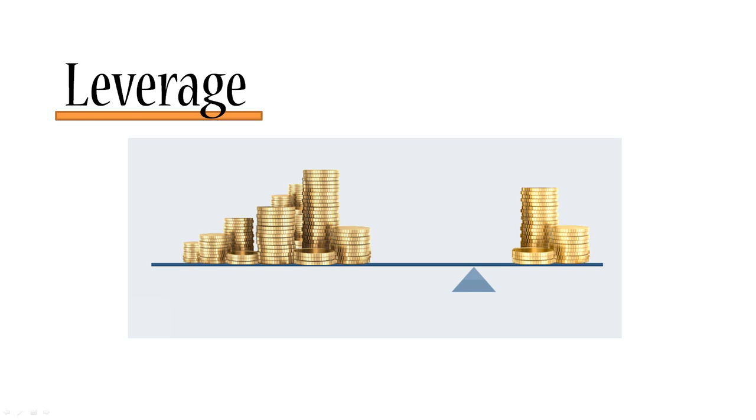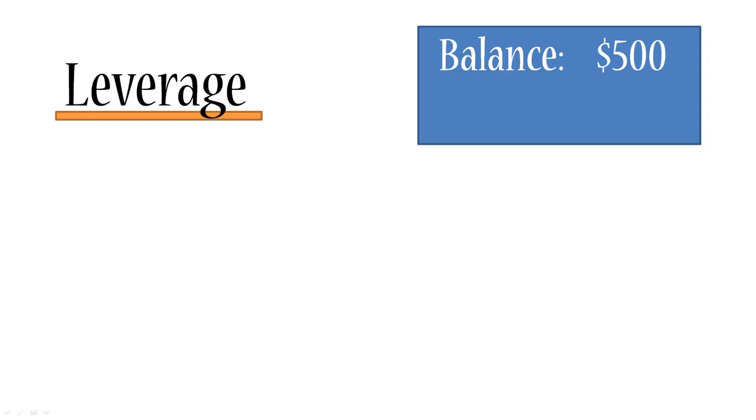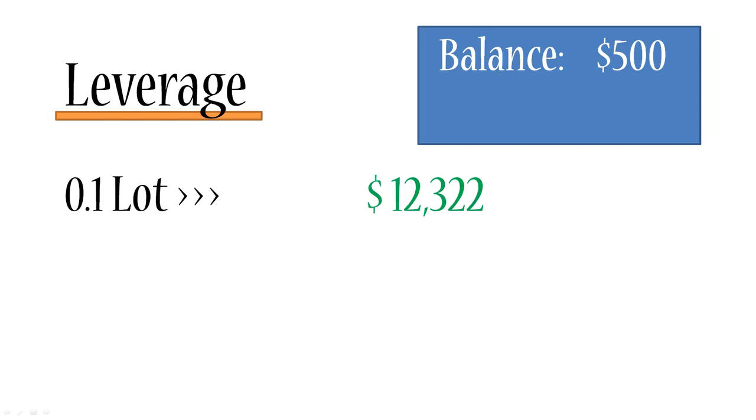So let's have a look at a particular example. For instance, your balance is $500. And you want to conduct a transaction with the volume of 0.1 lots on the euro-dollar currency pair. So you require $12,322 to conduct this transaction. Obviously, your balance is insufficient at this stage.